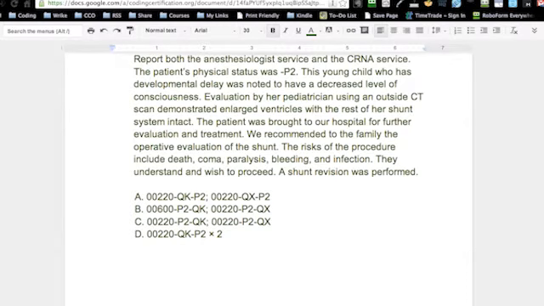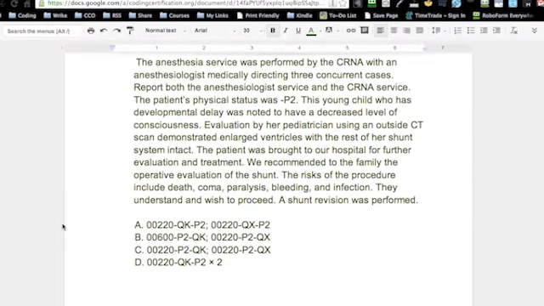So you've got QK first on all of those, so you know QK is dealing with the anesthesiologist, and you have QX. Look at your test question real quick and ask yourself, who's doing the procedure? I see CRNA right there on the top, so I know he's involved. And what does it say about the anesthesiologist? You just need to pull out what it says. It's a shunt revision report, both the anesthesiologist service and the CRNA service. Is there more above that? No, I guess not.